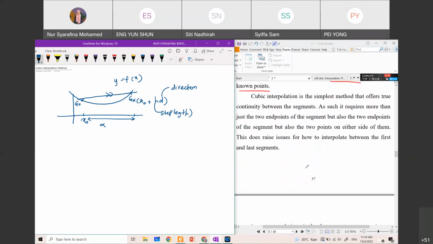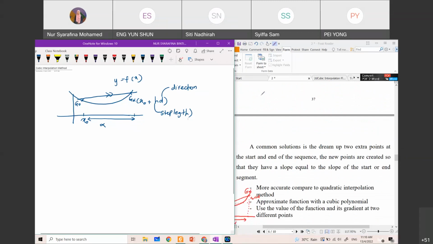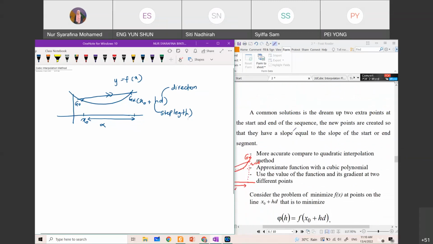So now this cubic uses a common solution, which is to dream up two extra points at the start and end of the sequence. So two extra points here and here at the start and end of the sequence. The new endpoints are created so that they have a slope equal to the slope of the start or end segment.